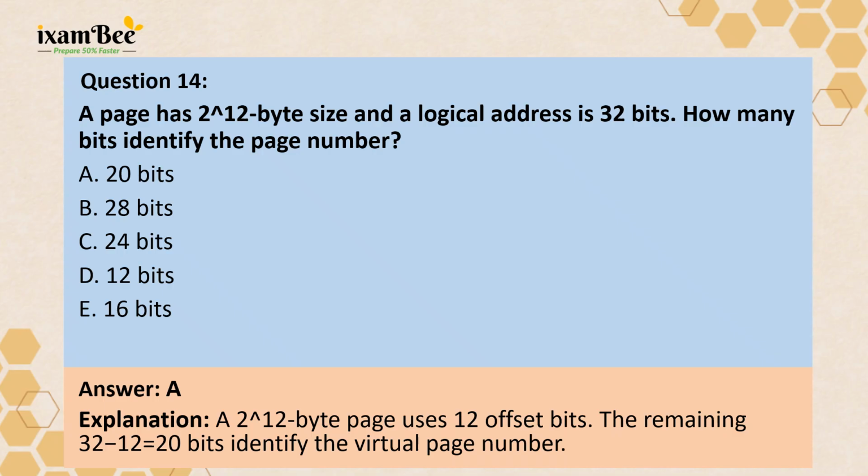A logical address in a paging system splits into two parts, the page number and the page offset. The offset portion needs enough bits to address every byte within a single page. So since the page size is 2 to the power of 12 bytes, the offset needs exactly 12 bits. That leaves the remaining bits of the 32-bit address for the page number. 32 minus 12 equals 20 bits. So the page number field is 20 bits wide and the answer here is 20 bits, which is option A.